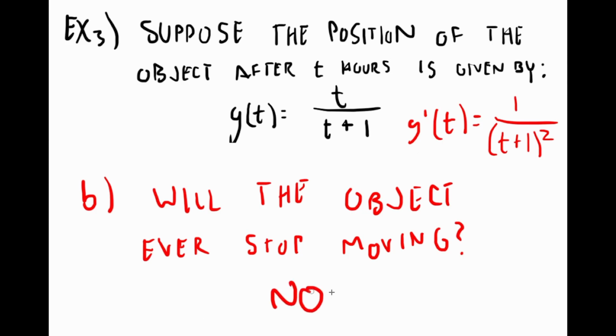So for this, we will say no. The object never stops moving due to the fact that we cannot set this equal to 0 and find the 0 of t plus 1 squared. We can get this to be undefined, but we can't really get this fraction to end up equaling 0 due to the fact that the numerator is 1. So yeah, these are a few problems that go over the interpretations of derivative problems.